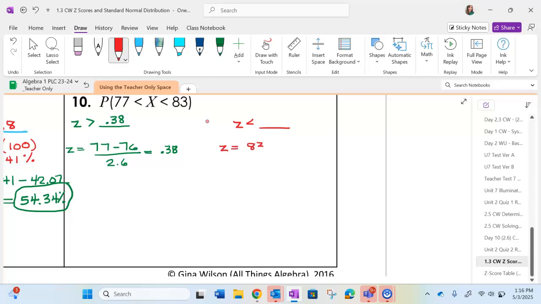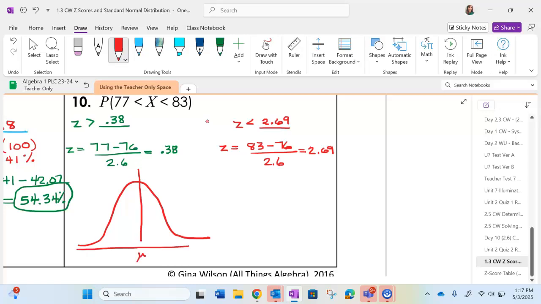So we're going to do 83 minus 76 divided by 2.6. So let's see. 83 minus 76 gives me 2.69. Okay, that goes here. All right, now we have our z-scores. Now I can draw it. So let me draw. And again, we're not artists, so don't stress. So 1, 2, 3. 1, 2, 3. Okay?